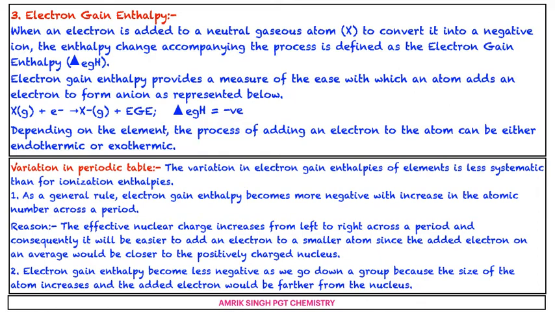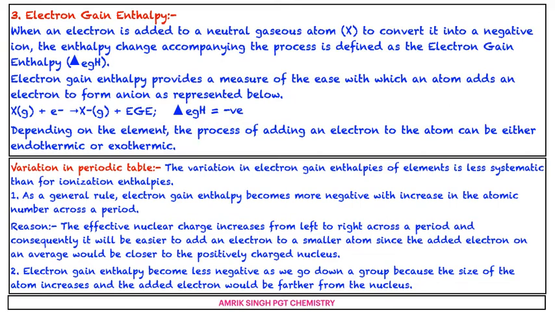Now, variation in the periodic table. The variation in electron gain enthalpies of elements is less systematic than the ionization enthalpies. As a general rule, electron gain enthalpy becomes more negative with increase in atomic number across a period. It becomes more negative as we go across a period. That is, the tendency to accept an electron becomes more as we move left to right.